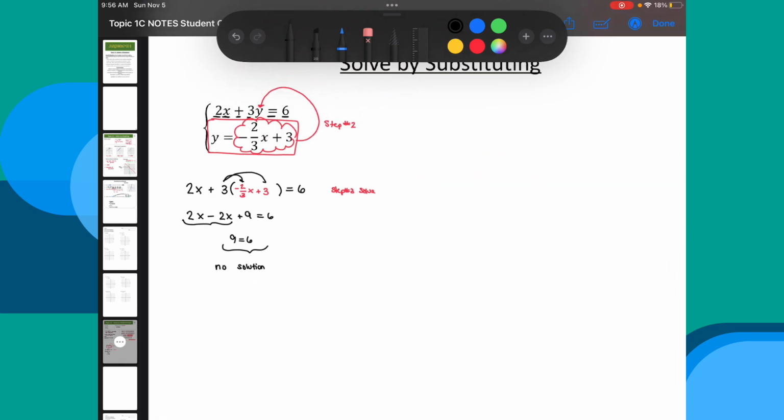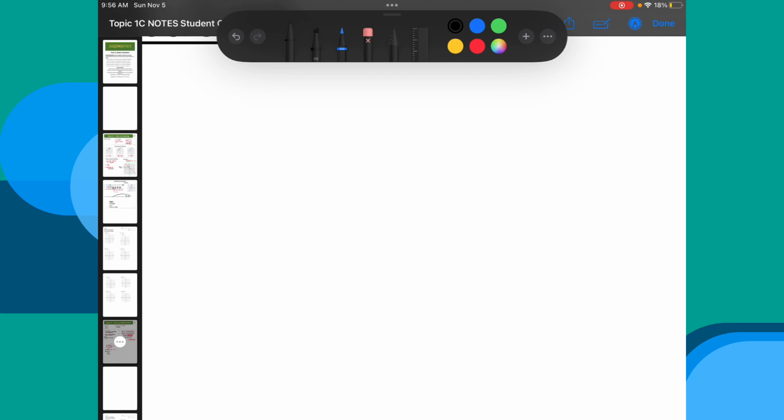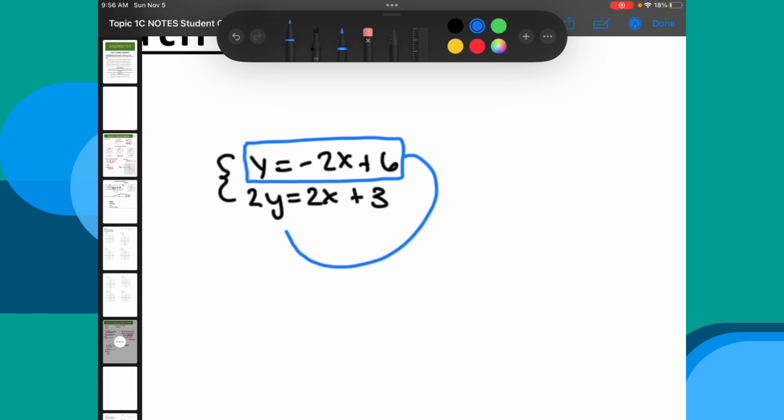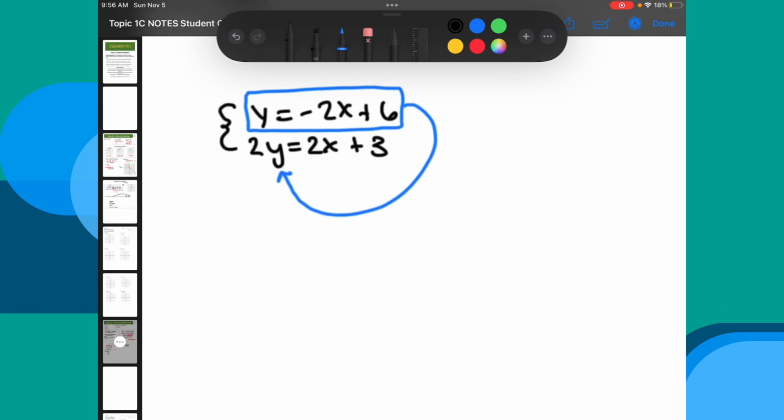Let's try another example. So we're going to have y is equal to negative 2x plus 6, and 2y is equal to 2x plus 3. We again have a variable solved for to start with. So we don't need to do step number 1. We're just going to take it and we're going to plug it in to the other equation.